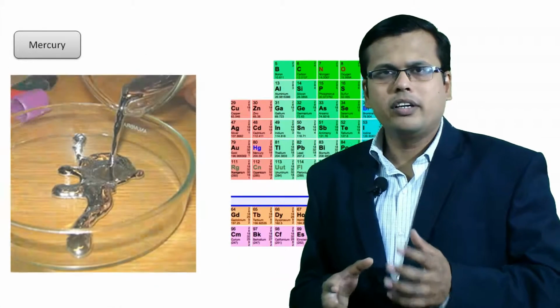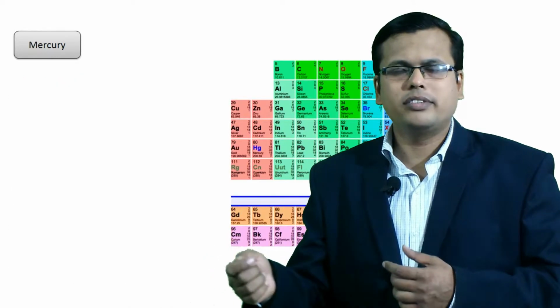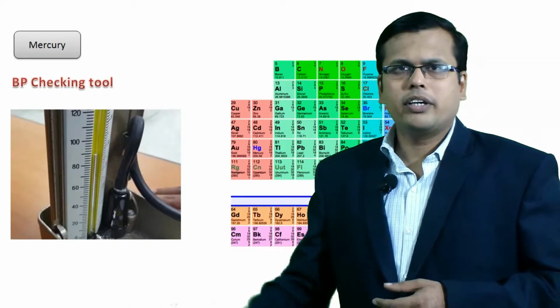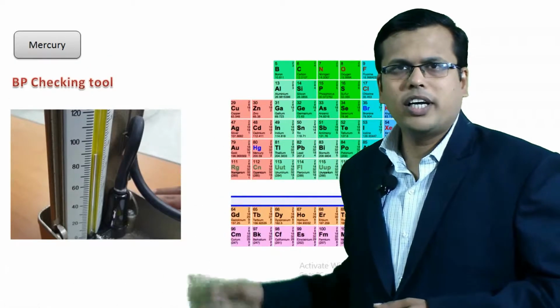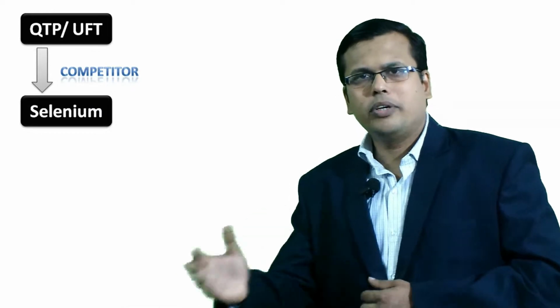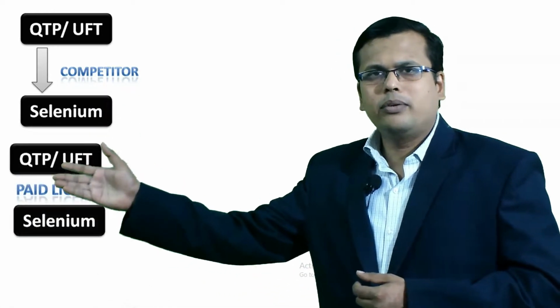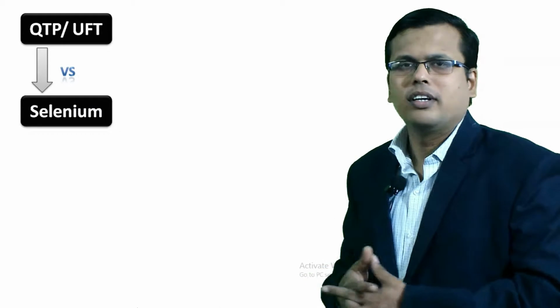Do you know mercury? You might have seen it in thermometers that generally a doctor has, or a BP checker. The BP checking machine also has mercury inside it. You know what? QTP or UFT is a competitor of Selenium, and the reason is obvious: QTP is a paid tool while Selenium is open source, that is free. So they both are competitors of each other.